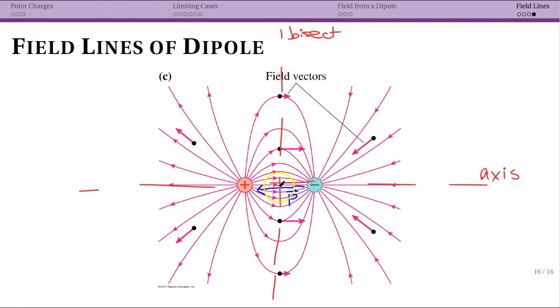axis. Remember that your dipole moment goes from negative to positive, so you see that the direction on the bisecting plane is opposite, but the direction on the axis, like here and here, is actually in the same direction as your dipole moment. And that was the result that we showed earlier from the field of a dipole, and you can see that that makes sense once we actually draw this out.